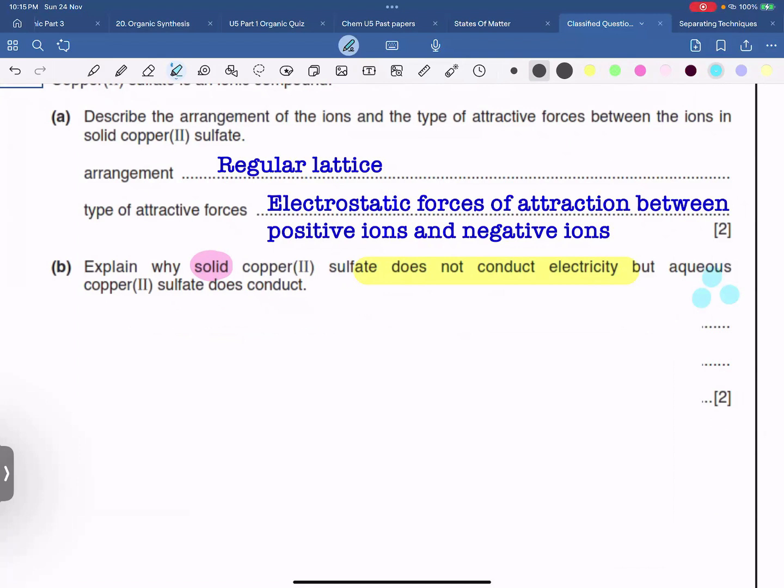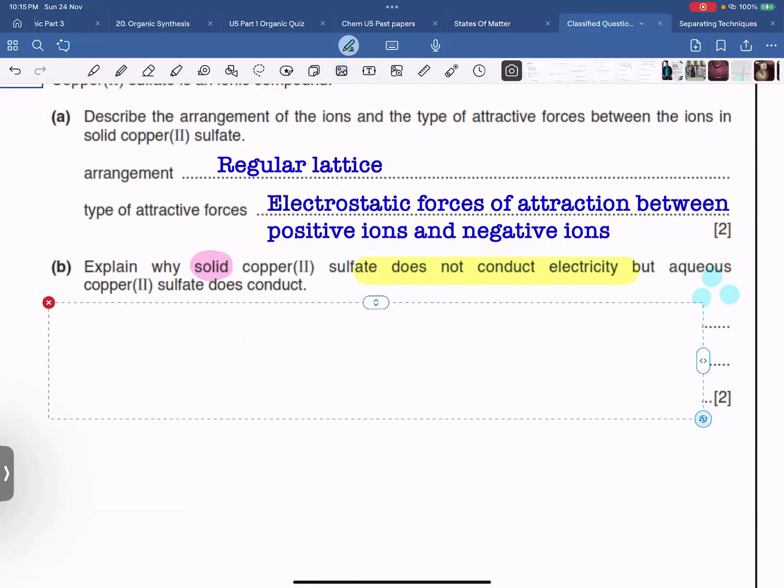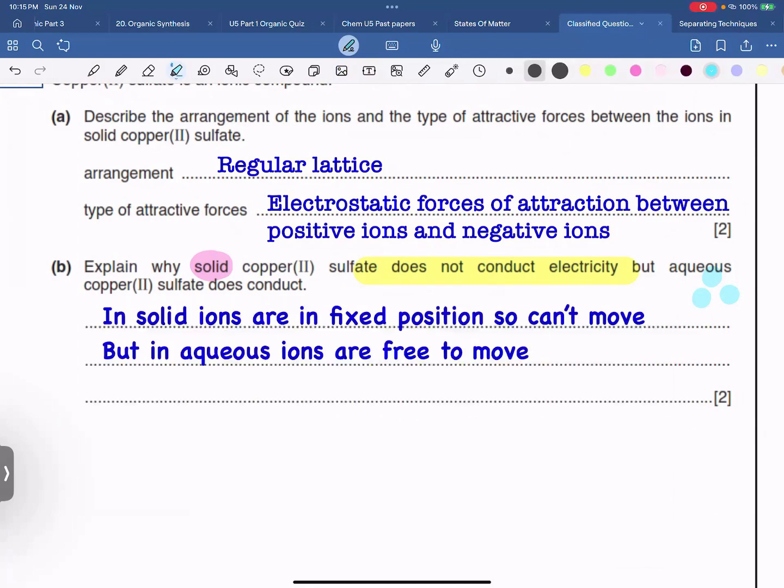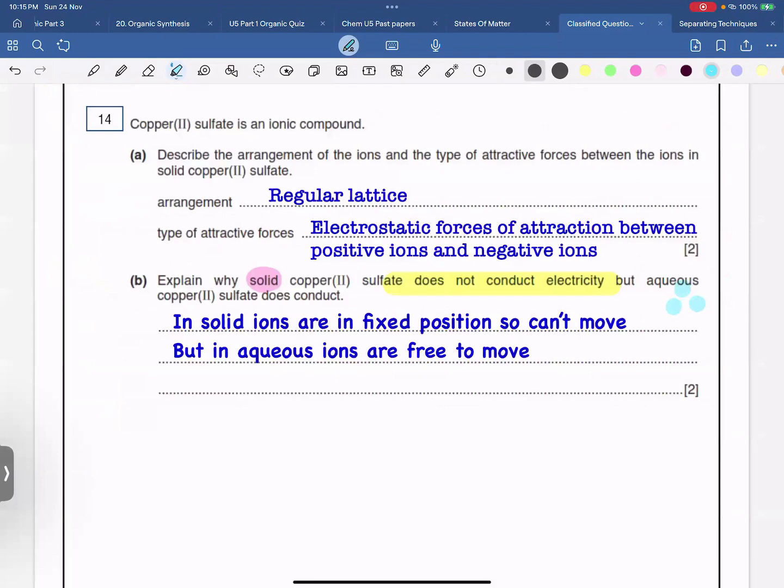Any substance that has free-moving electrons or free-moving ions can conduct electricity. In this case, an ionic compound, when melted, produces free-moving ions. So your answer: in solid, ions are in fixed positions, so they cannot move. But in aqueous, ions are now free to move, so it can conduct electricity.